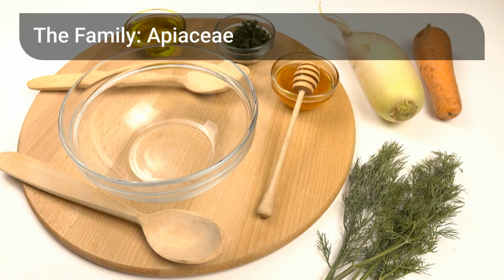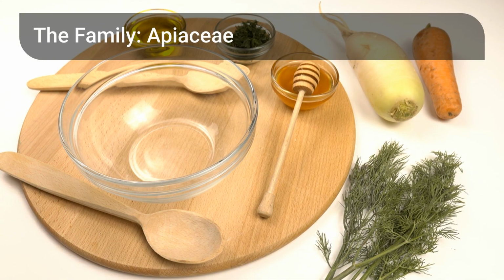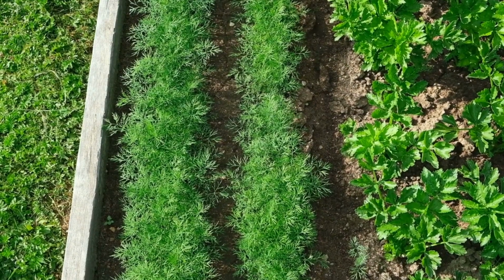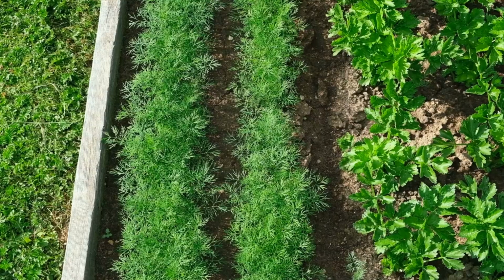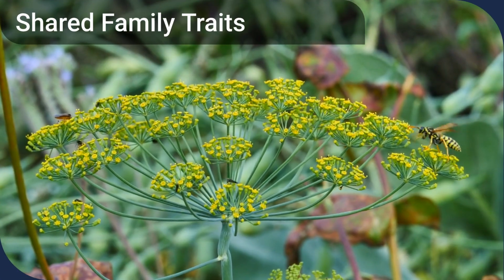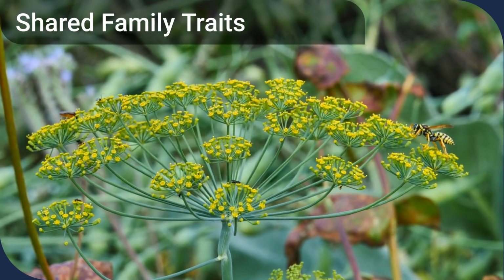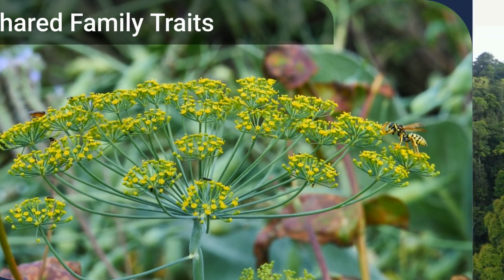Moving up, we find the carrot in the Apiaceae family, also known as Umbelliferae, recognized by their distinctive umbrella-shaped flower clusters. This family includes many familiar vegetables and herbs such as parsley, celery, and dill, all sharing a common ancestor. Beyond their unique flower arrangements, members of the Apiaceae family often share aromatic qualities and certain chemical compounds.